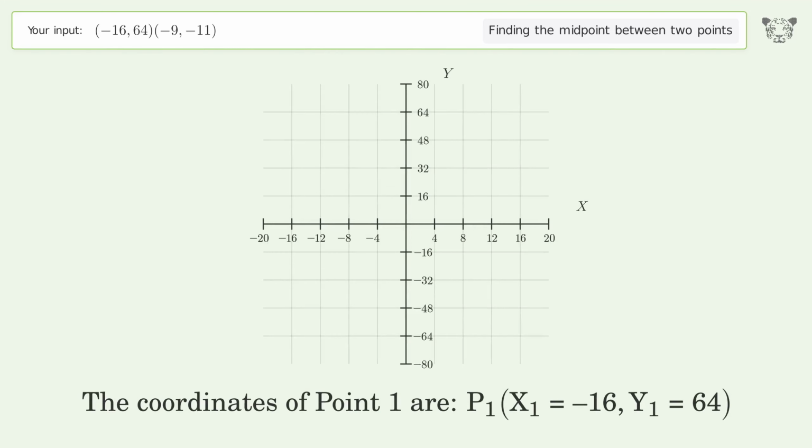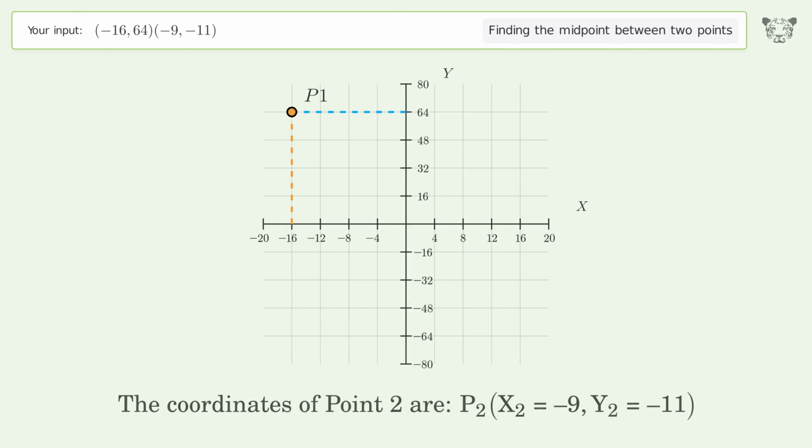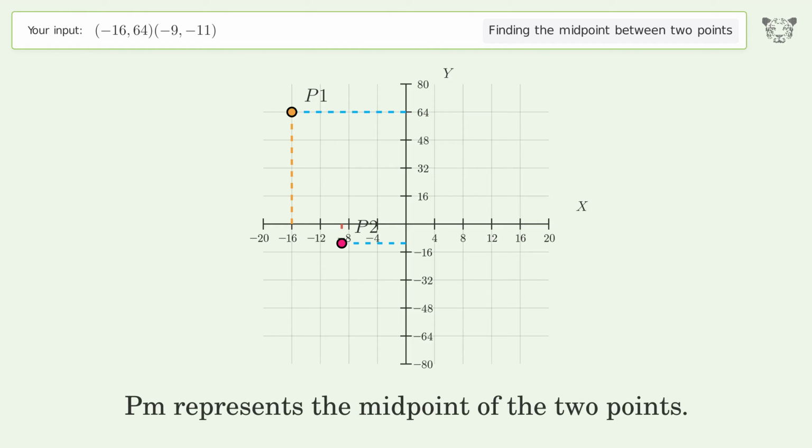The coordinates of point 1 are, x1 equals negative 16, y1 equals 64. The coordinates of point 2 are, x2 equals negative 9, y2 equals negative 11. PM represents the midpoint of the 2 points.